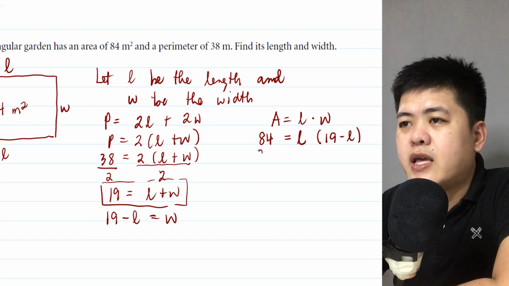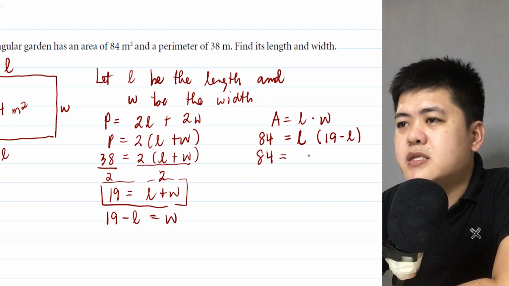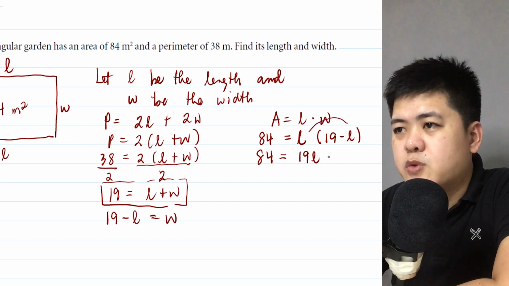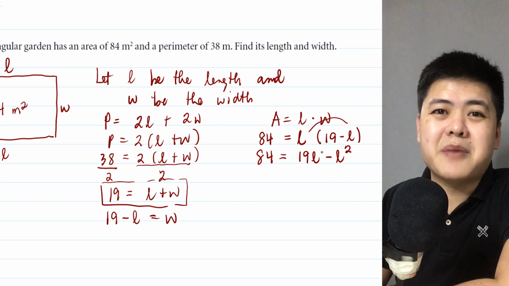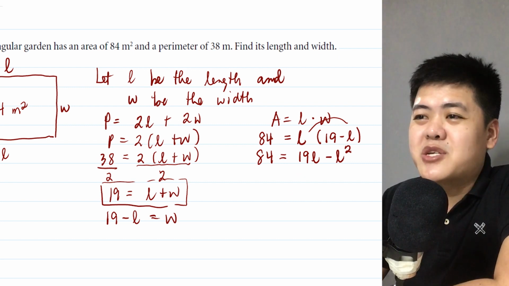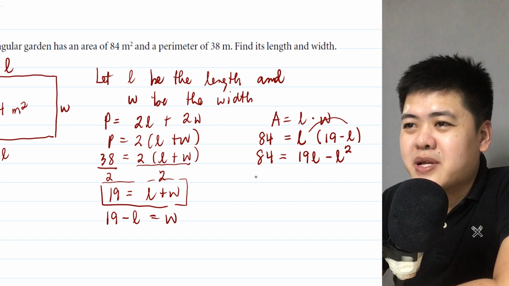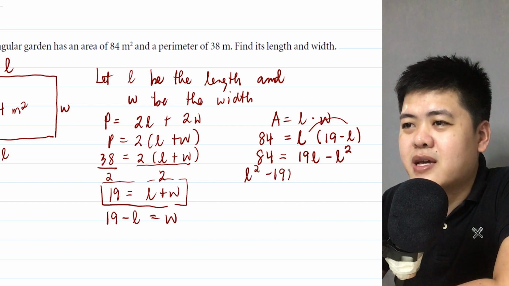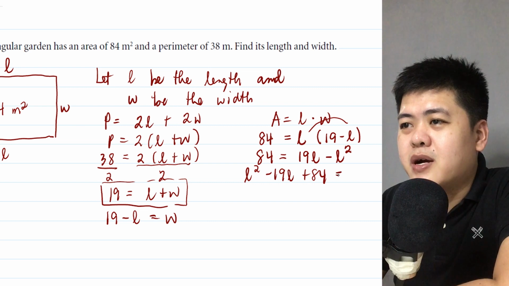Simplify lang natin. We have 84 equals L times 19 minus L. That's 19L minus L squared, since L times L is L squared. And then we transpose everything to the left side. So we will get L squared, and then 19L will become negative 19L plus 84 equals 0.